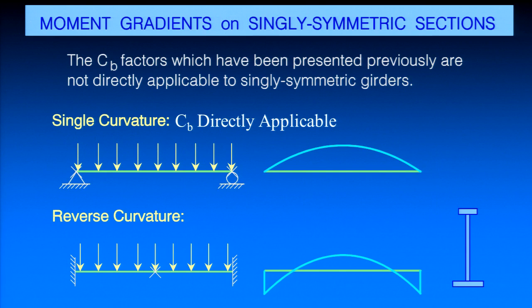When we talk about C sub B factors for singly symmetric sections, the C sub B in AISC is not directly applicable. If I have single curvature bending, actually it works fine. So for a singly symmetric section where I have single curvature bending between the brace points, generally the C sub B would be directly applicable. If I have reverse curvature bending, I have to actually get in and do some modifications. I've got a fixed beam I'm showing here, and maybe here's my moment diagram, and I have single curvature on the section here. Or, sorry, I have a singly symmetric shape with different size flanges.